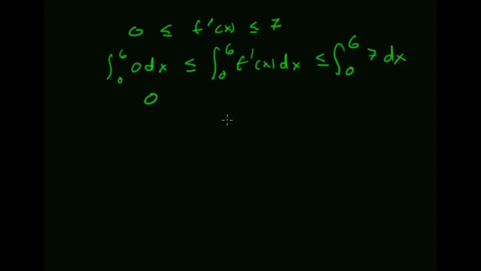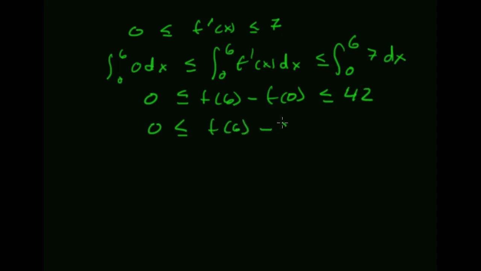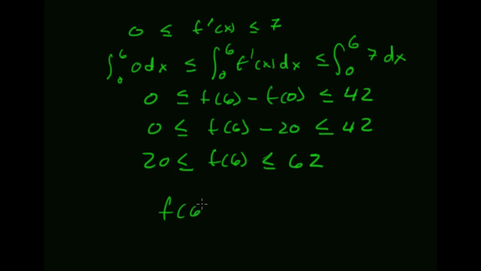Okay, this is 0. This is f of 6 minus f of 2, or 0. And this is 6 times 7 is 42. 0 less than or equal to f of 6. This is 20. Add the 20 all around, and we get that f of 6 is bound between 20 and 62, which means that f of 6 cannot equal 70 because 70 is outside of 62.